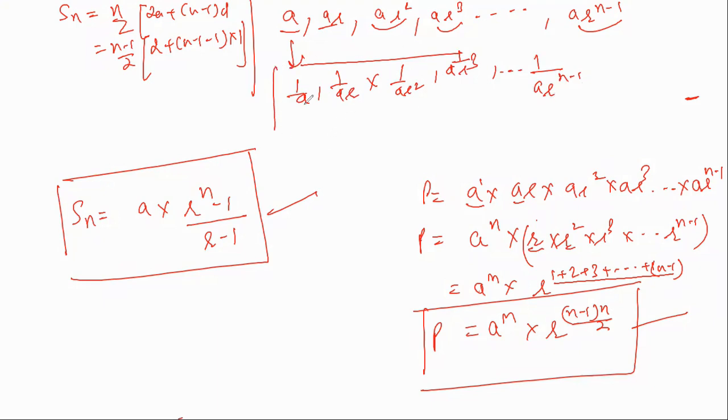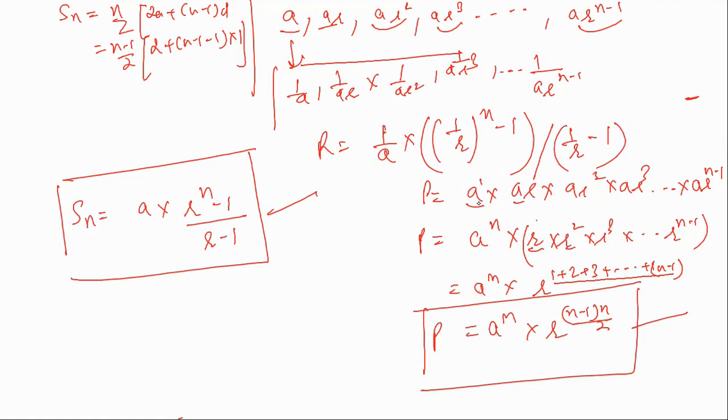So when we take the sum of these terms, let's say the sum, this is the R actually. When we apply the same formula for the sum of n terms of GP, we have A as 1 by A, common ratio 1 by R, so it is 1 by A times 1 by R raised to the power n minus 1 over 1 by R minus 1. Okay. Now, what is required?